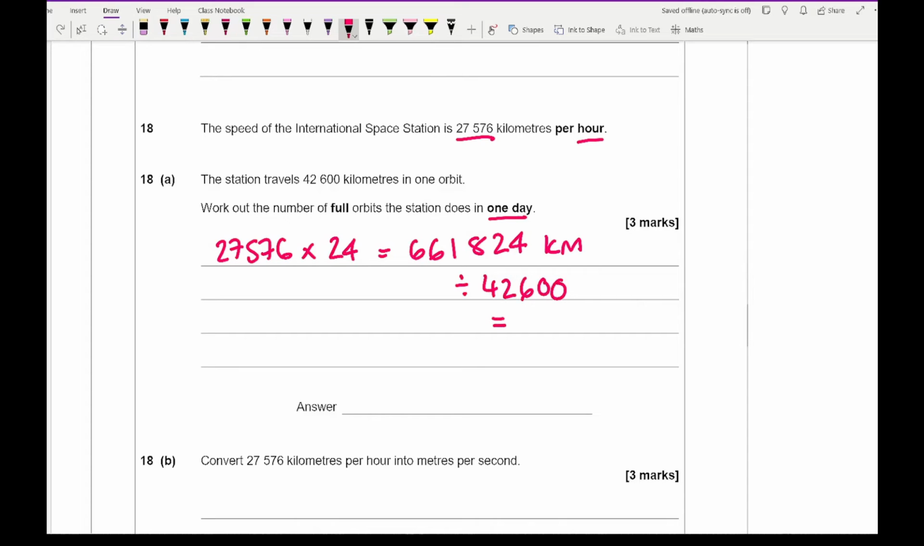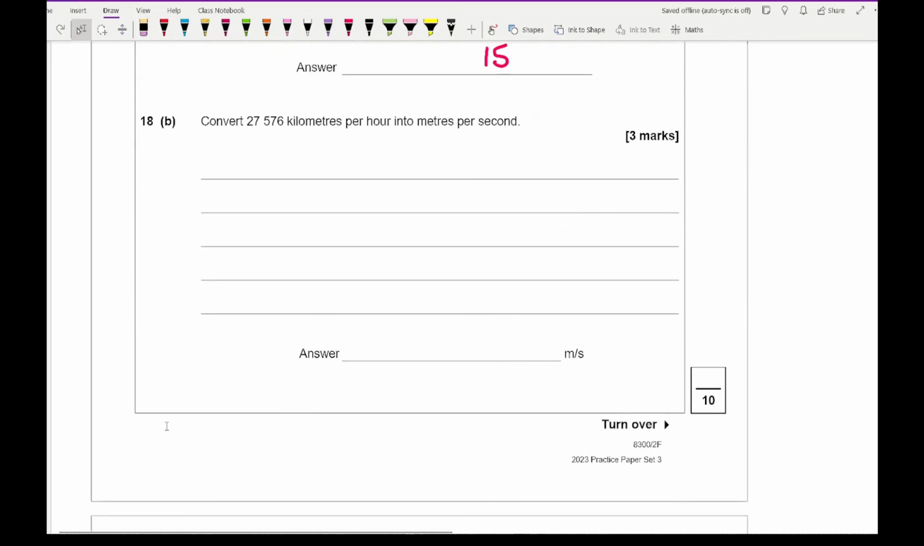And if I type that all into my calculator, I get an answer of 15.535777465. And then we want to round this number down because we want full orbits, so it's going to be 15.